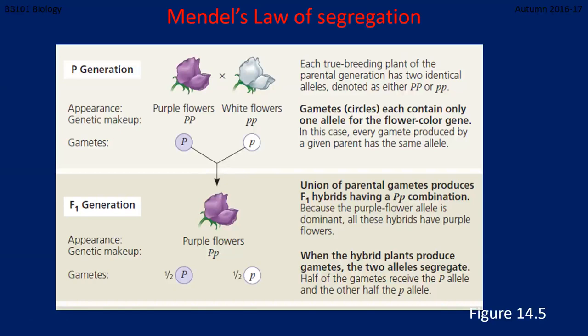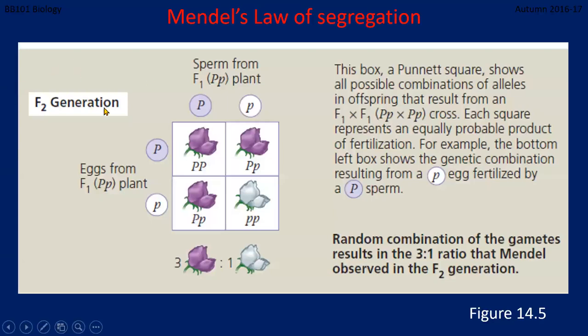But now, when you think about the F2 generation, he took the sperm from the F1 generation and the egg from the F1. This is called self-pollination also. And if you think about the arrangement, this particular square is called the Punnett square. This Punnett square will show the combinations of all alleles in the offspring.